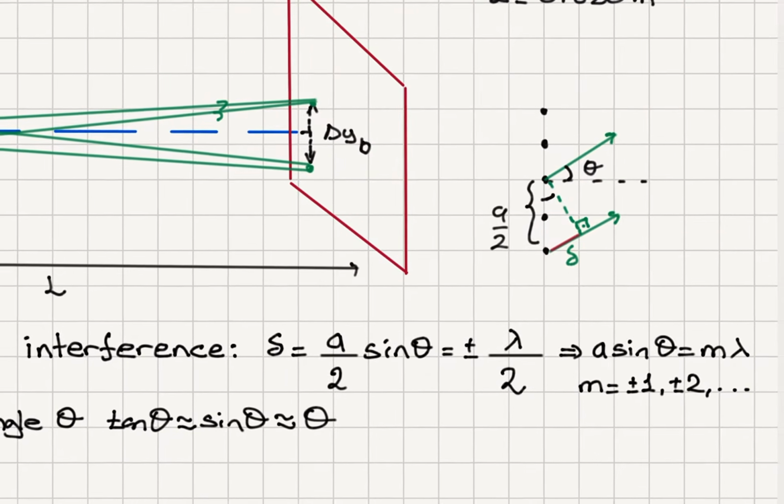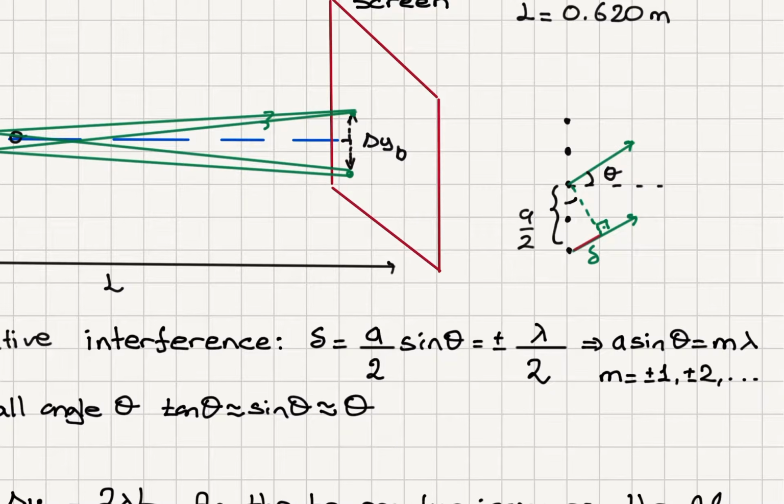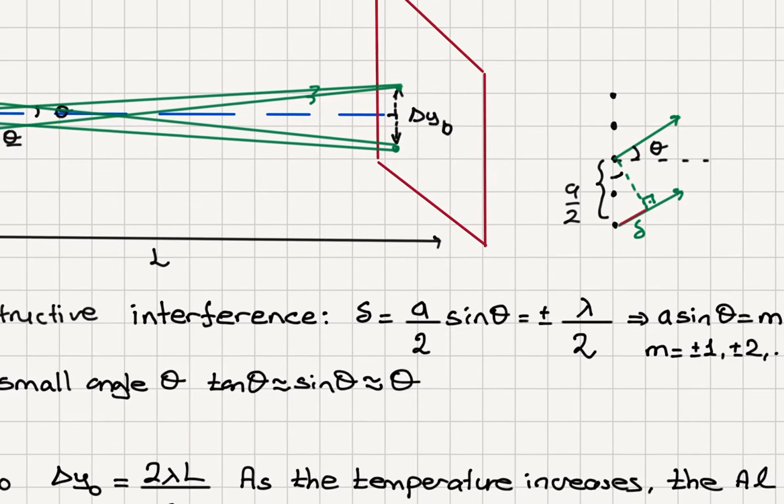So first I recalled the condition for destructive interference. If you consider Huygens principle, where each point acts as a source of light, and I look at the interference between two consecutive rays coming from the center and from the end point at a distance a over 2, the path difference between these two rays delta is a over 2 sine theta. If that's equal to plus or minus lambda over 2, I have the first destructive interference condition satisfied, which means a sine theta is equal to lambda. So this is the general condition for destructive interference.